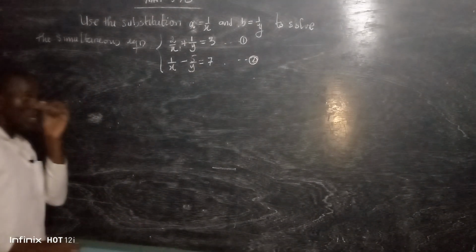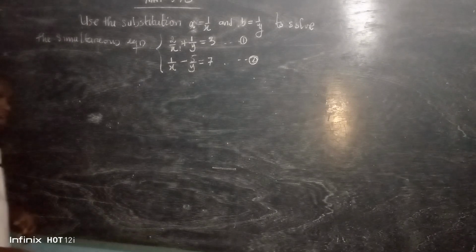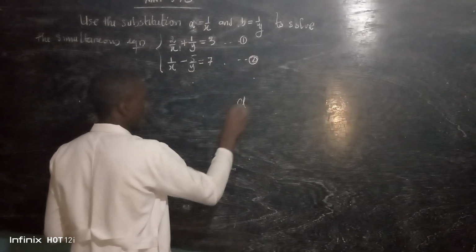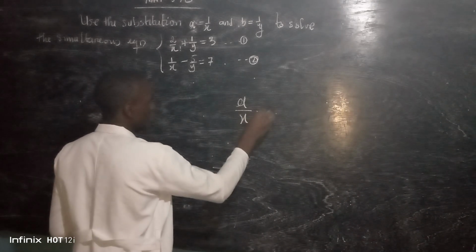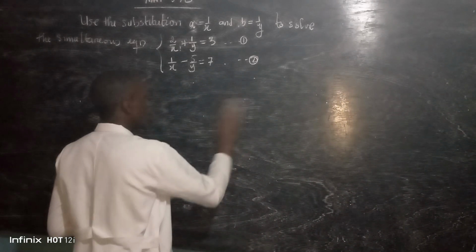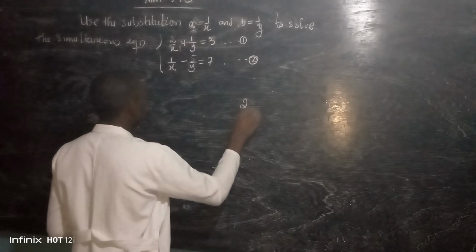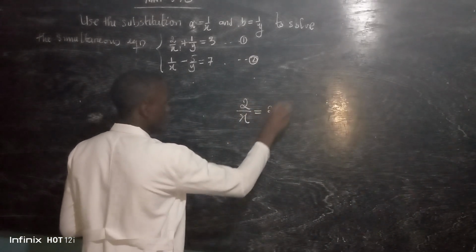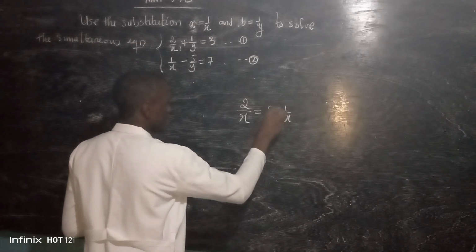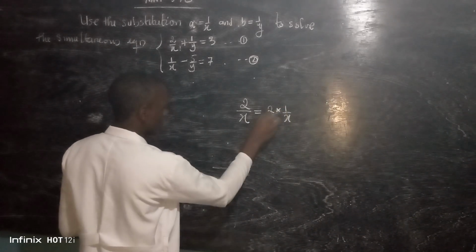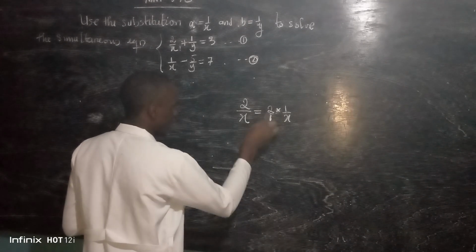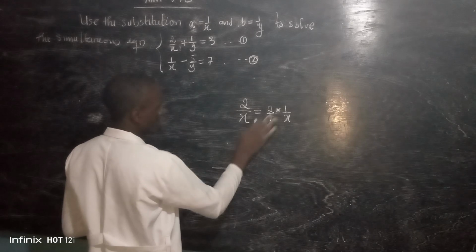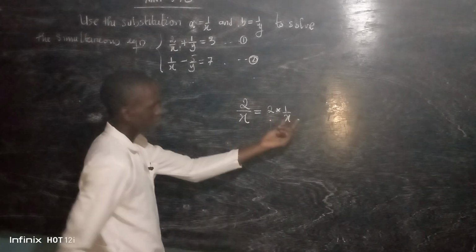Now, the trick we are going to use in solving this equation here, you are supposed to know that if you have something like 2 over x, it actually means 2 times 1 over x. Because it is the same as what? 2 on 1, so I have 2 times 1 is 2, 1 times x is x. So this is what we are going to use, that we can write it in this form.